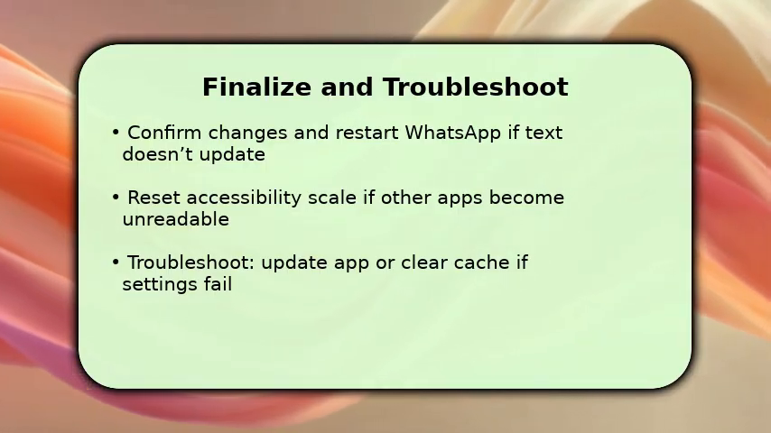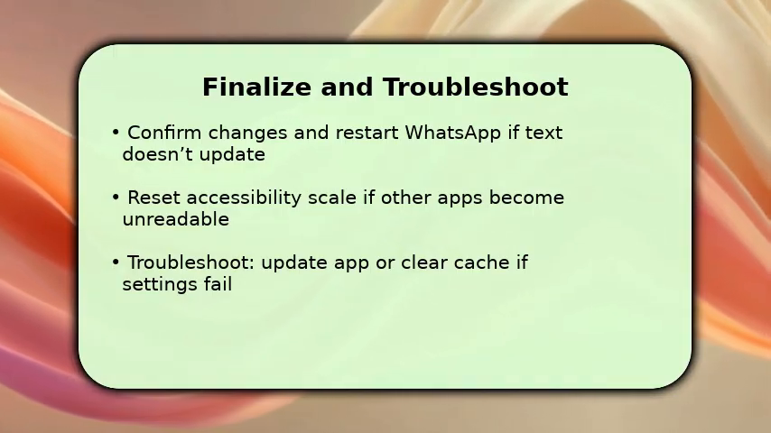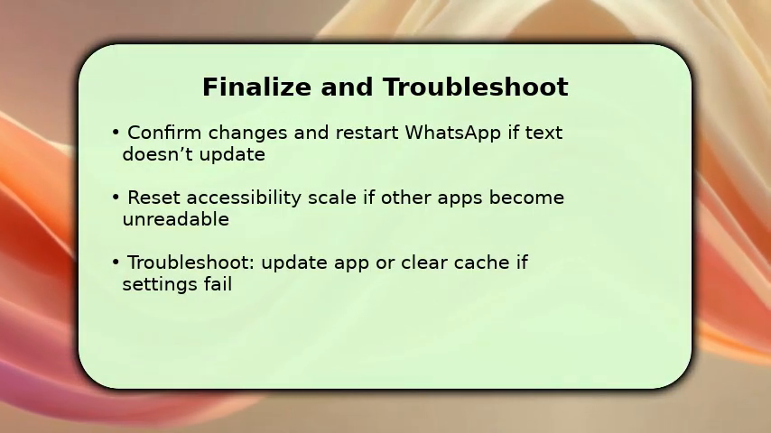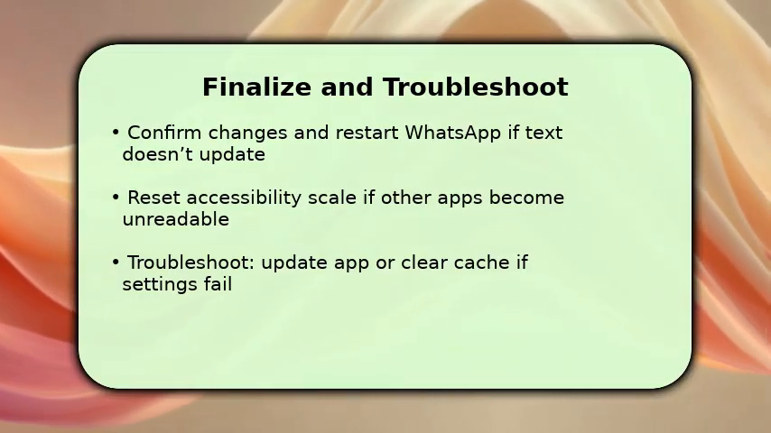Make sure your accessibility font scale didn't make other apps unusable. Reset it if needed. If problems persist, update WhatsApp from the store or clear the app cache. These steps fix mismatches between system and app settings.